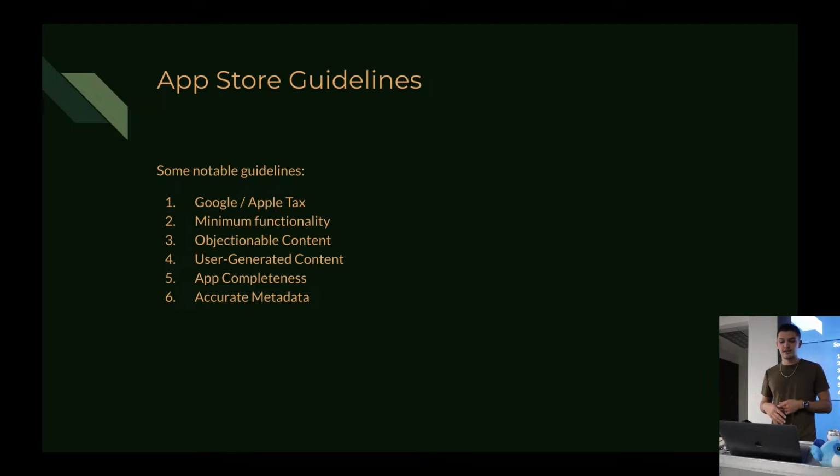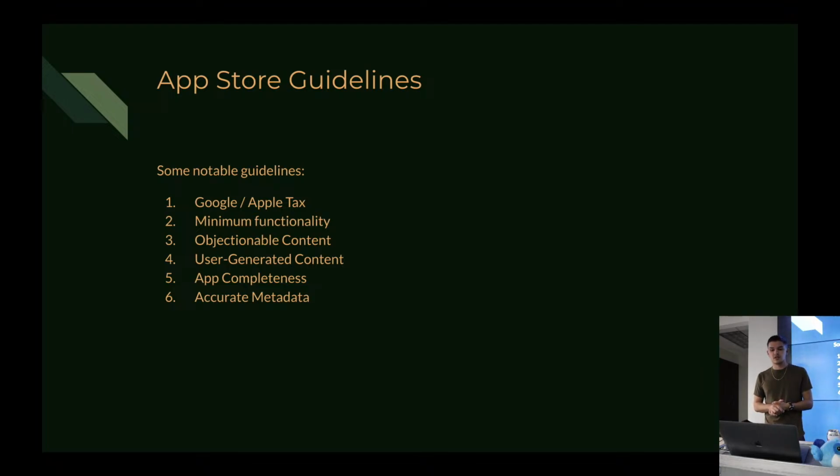Some notable guidelines are the Google or Apple tax. If you are selling digital products in your app, make sure you're going through in-app purchases because Apple will reject your app if they're not getting their 30% cut on whatever you're trying to sell. They also have a rule for minimum functionality. They do not want you to just wrap a basic web page and publish it as an application. Your app should have some sort of functionality there that is more enhanced than a traditional landing page website. There's also objectionable content. So there's a whole lot of restrictions around gambling, sexual content, anything like that. So make sure you're adhering to those rules.